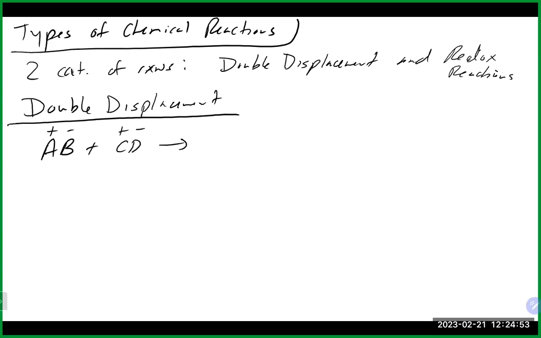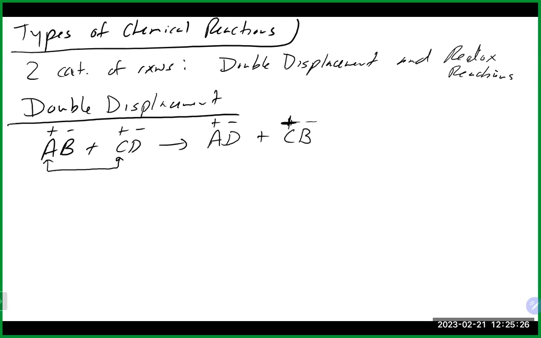Things that are oppositely charged. So positive and negative things are attracted to one another. Things that have the same charge repel one another. So what happens here is basically the two positive ions will switch partners, and on the other side, you will form two new ionic compounds. And that is your classic double displacement reaction.